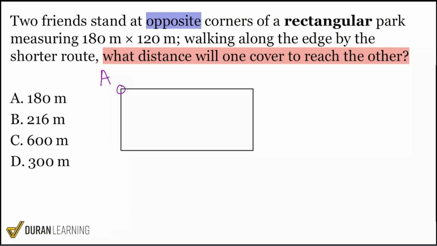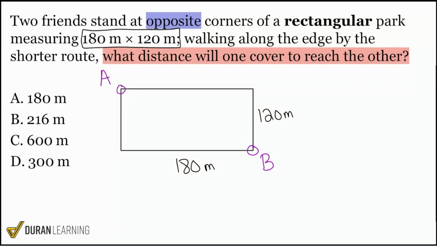So with that, this is the opposite corner. That is the opposite corner. So let's go ahead and write friend B right there. So because of that, let's fill in the other pieces of information that we have, like the length and the width, given to us right over here. 180 meters, 120 meters over there.